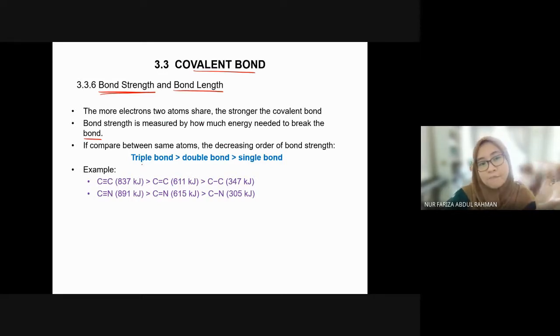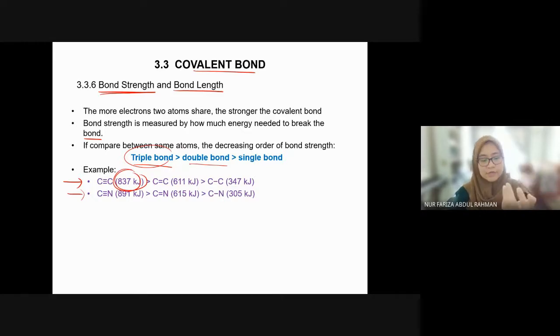Cool. So the more electrons the two atoms share, the stronger the covalent bond. If we compare between the same atoms, the decreasing order of bond strength is: triple bond the strongest, followed by double bond, and the weakest single bond. Like what we have here: C triple bond C, C double bond C, C single bond C. C triple bond C has the highest energy, requiring this much energy to be broken. Same goes for C triple bond N, C double bond N and C single bond N.